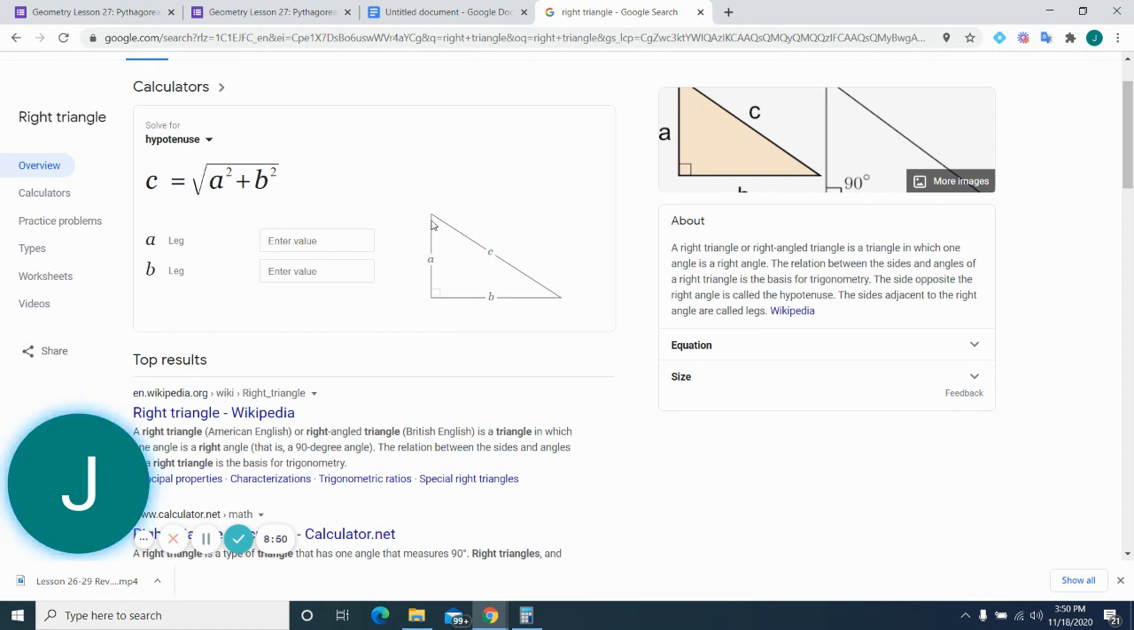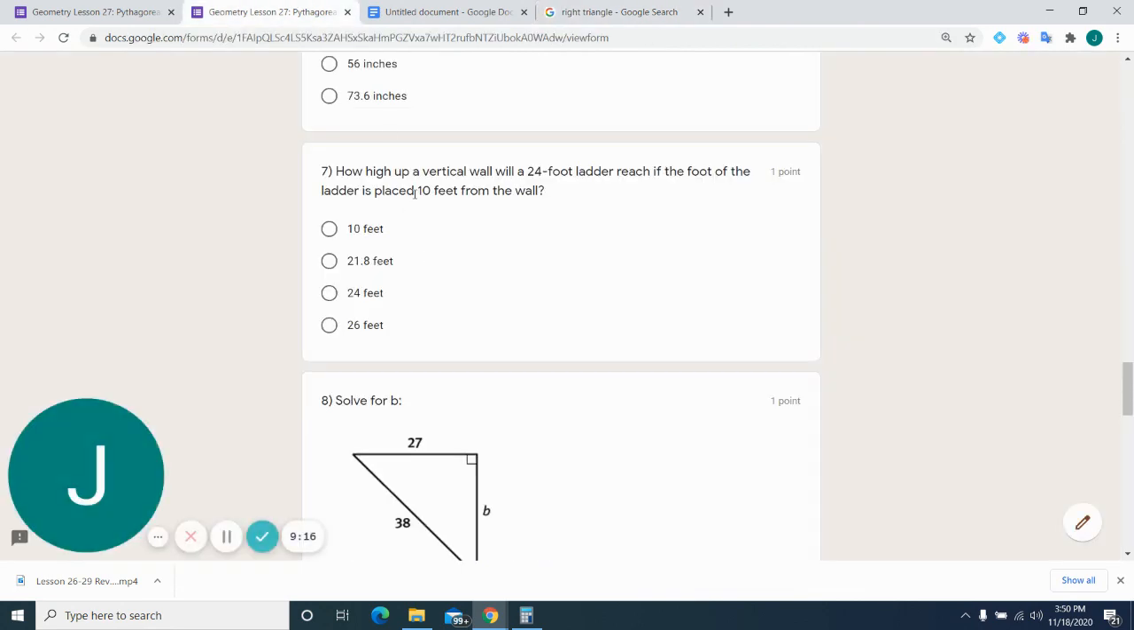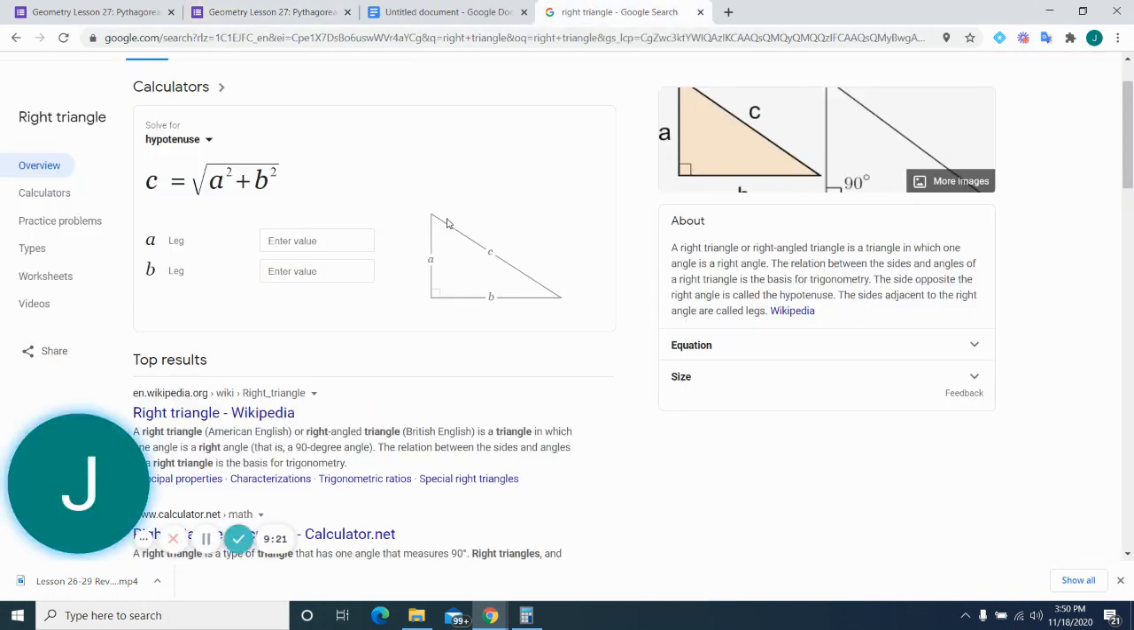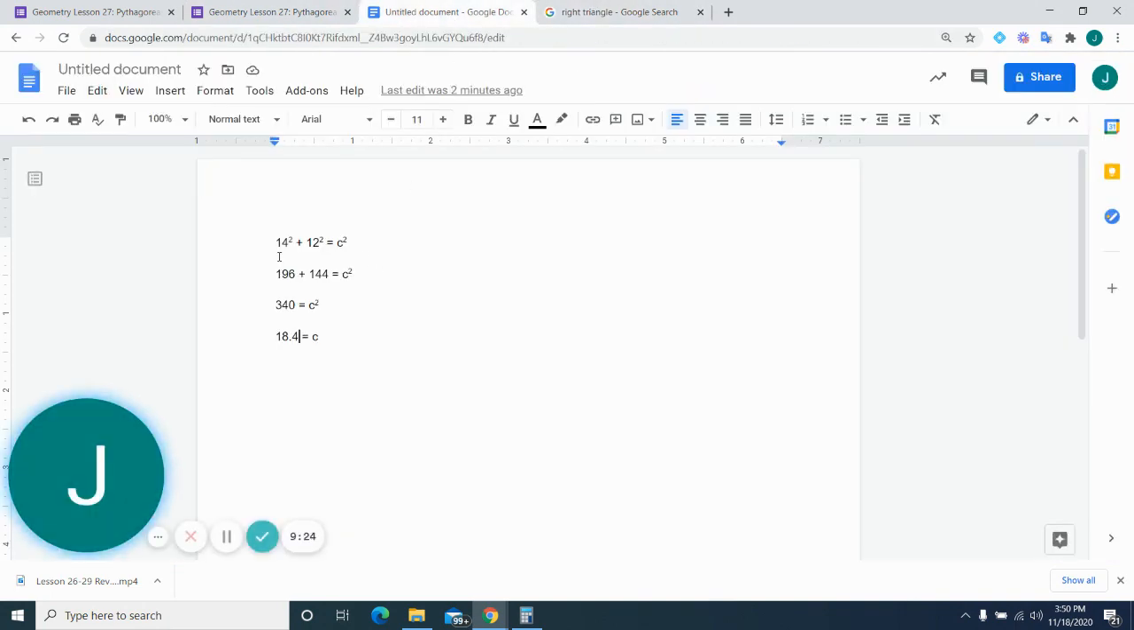So we don't know how high the wall is, so we don't know A, but the ladder is a 24-foot ladder, and it's placed 10 feet away from the wall. So if you drew this yourself, you would draw a right triangle like this, where this hypotenuse is the length of the ladder, okay? So it's a 24-foot ladder, so this length is 24 feet, and it's 10 feet from the wall. So this length right here is 10 feet. And then this right here, A, is the height of the wall. So how high up a vertical wall? Since 24 is the hypotenuse, it won't be A squared plus B squared equals C squared where we don't know C.